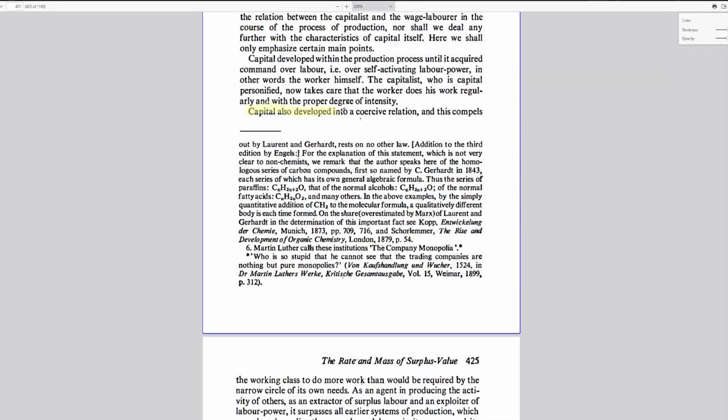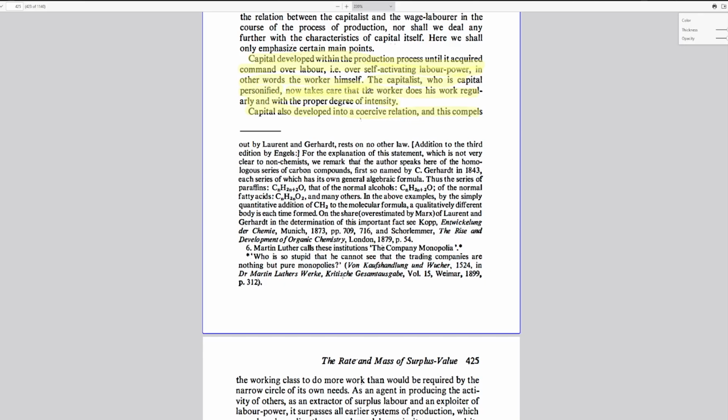I guess one more note is this observation of capital as a coercive relation, which is interesting. Actually, if I back up a little bit further: capital developed within the production process until it acquired command over labor, over self-activating labor power. In other words, the worker himself. And the capitalist, who is capital personified, there we go, now takes care that the worker does his work regularly and with the proper degree of intensity.